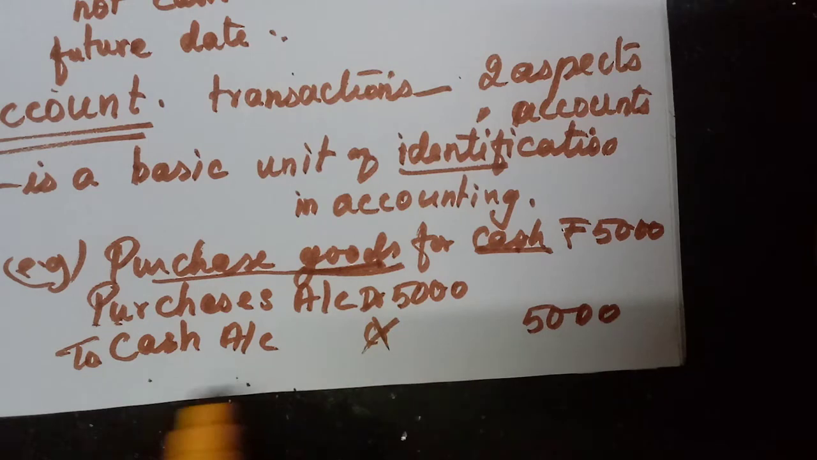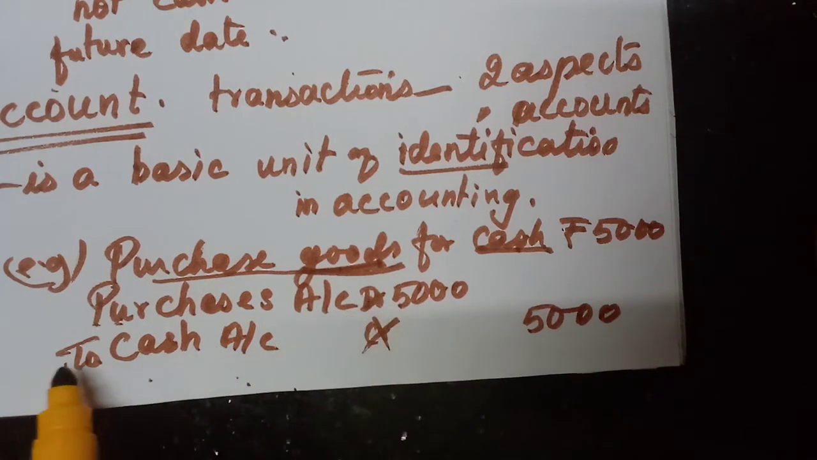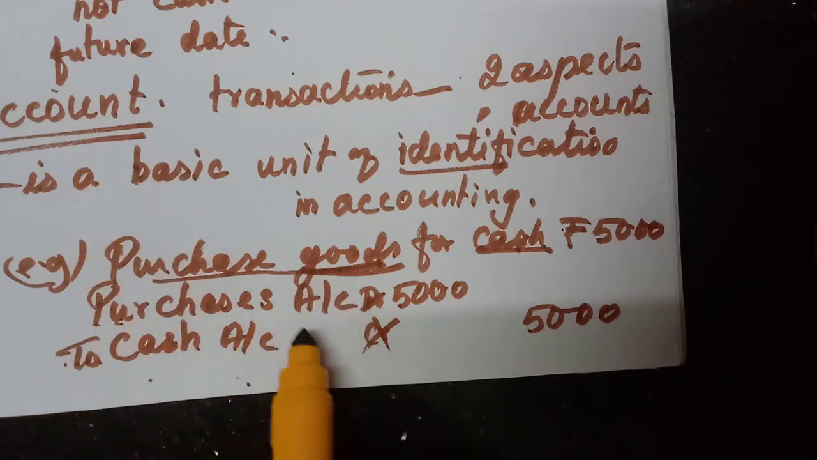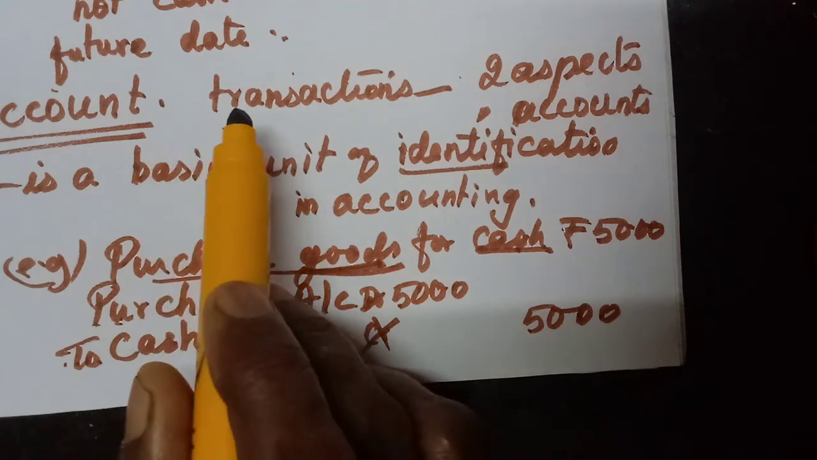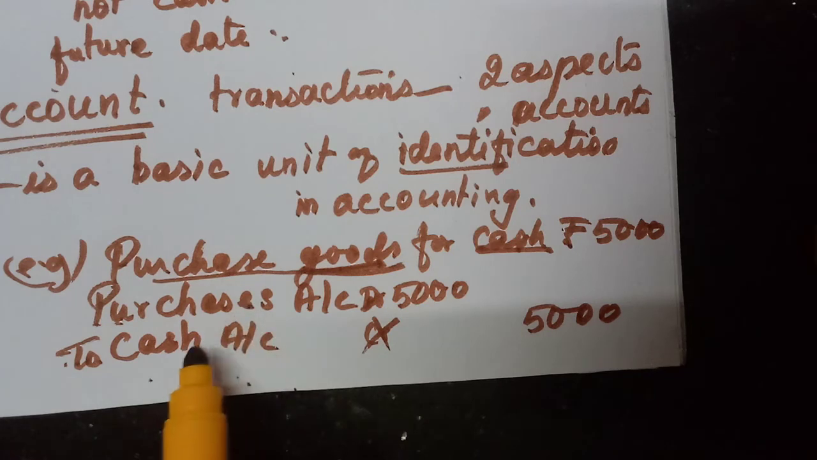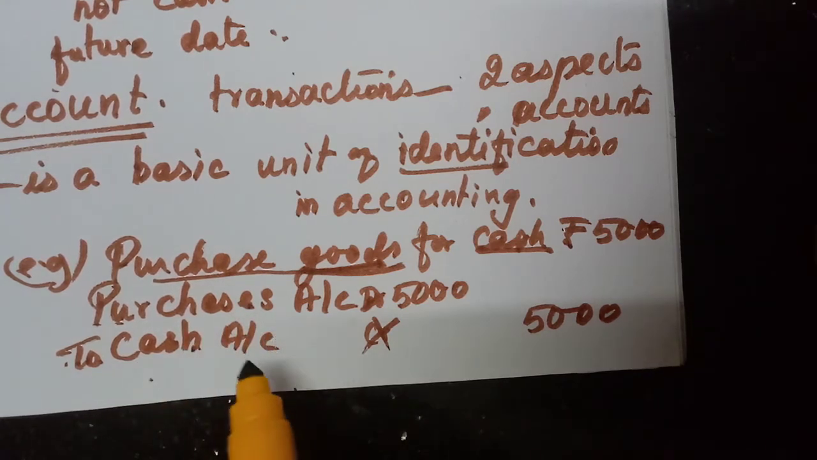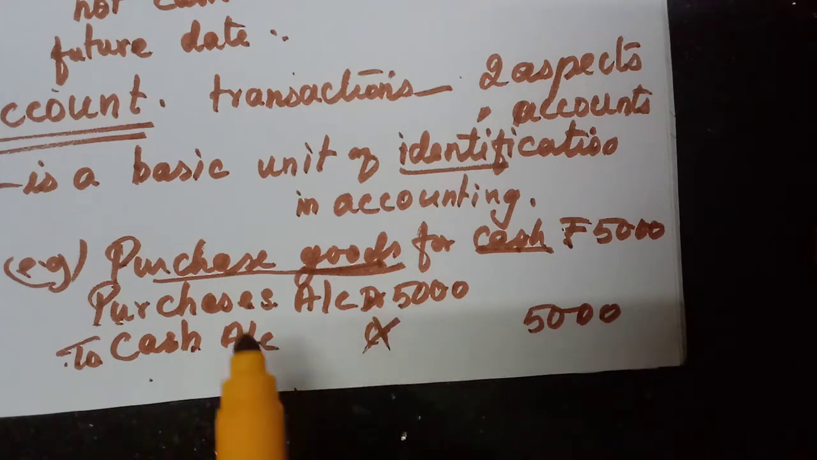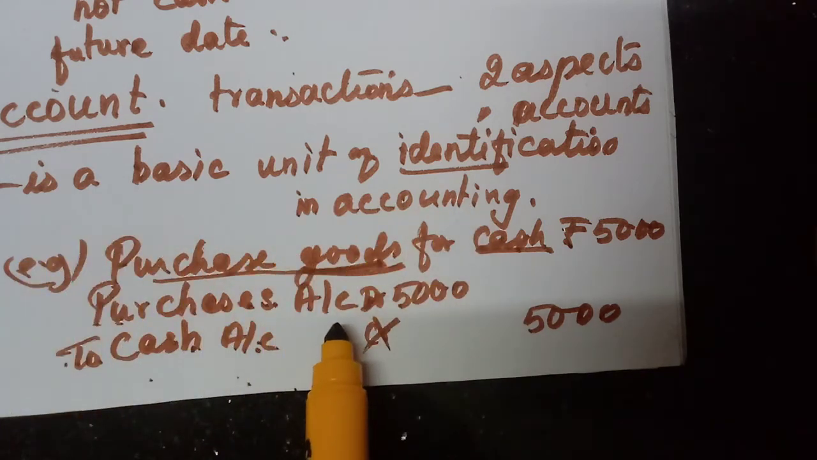Debtor means debit, to means credit. That is the way of writing the journal entry, which we are going to learn in the same chapter. But now, to explain the word account, I have given this example. For this transaction there are two aspects: one is purchases, another is cash. These two are the accounts. So it is a basic unit of identification in accounting.